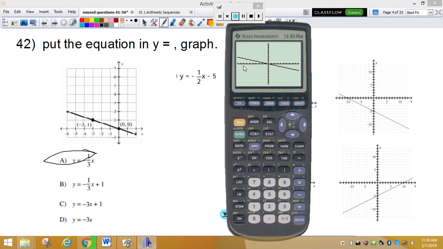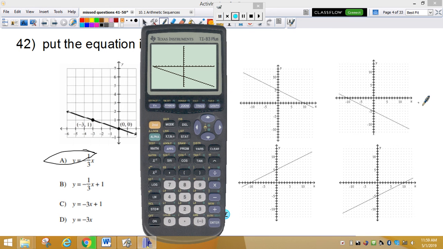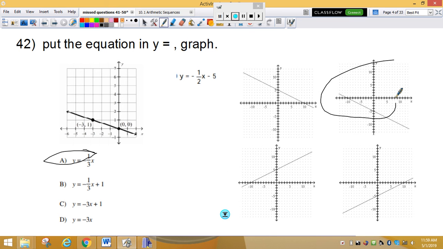The other way, if I give you the equation, so this example is negative 1/2 x minus 5, see which graph it looks like. It's going to look like this one. So there's the graph that matches.